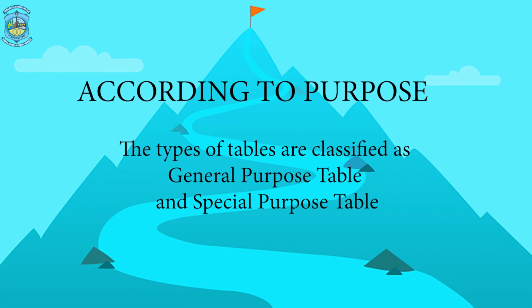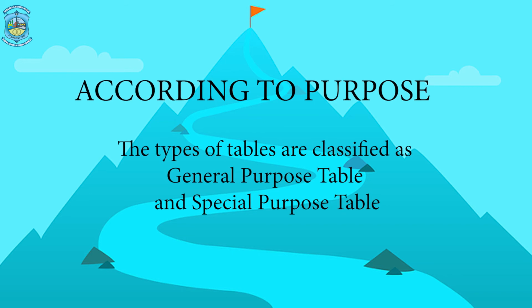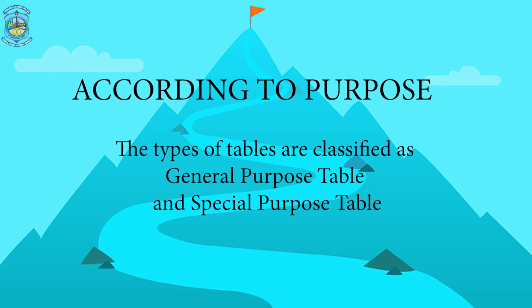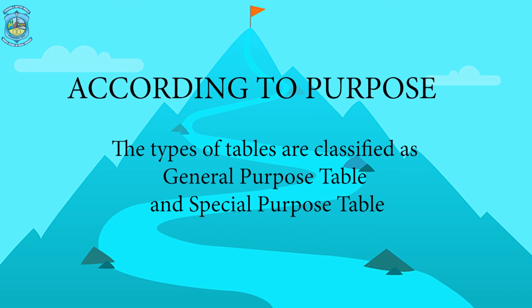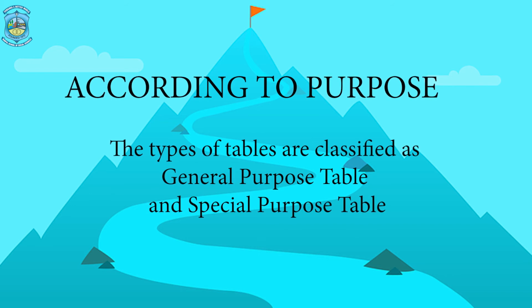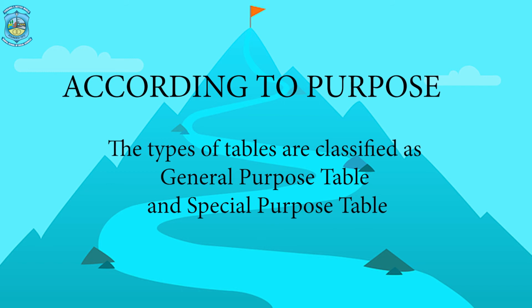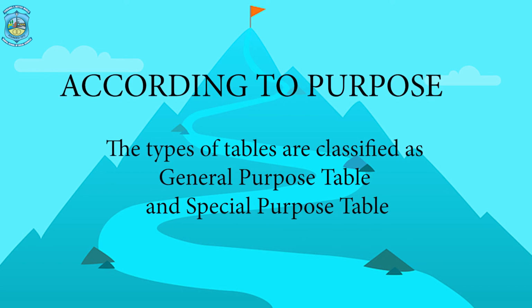The types of tables are classified along the general purpose. A general purpose table is a table which is of general use and does not serve any specific purpose or specific problem under consideration. Whereas, a special purpose table is a table which is prepared with some specific purpose in mind.